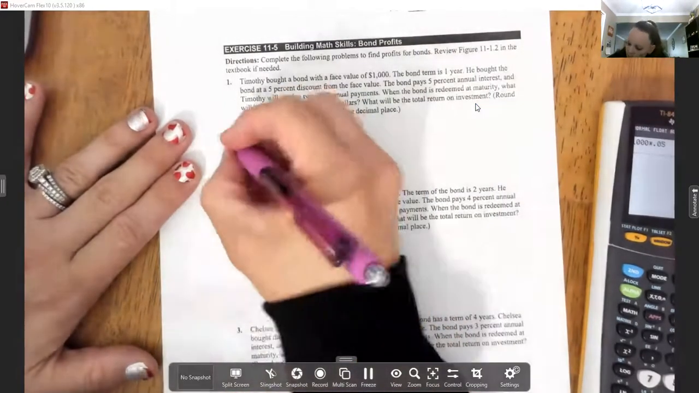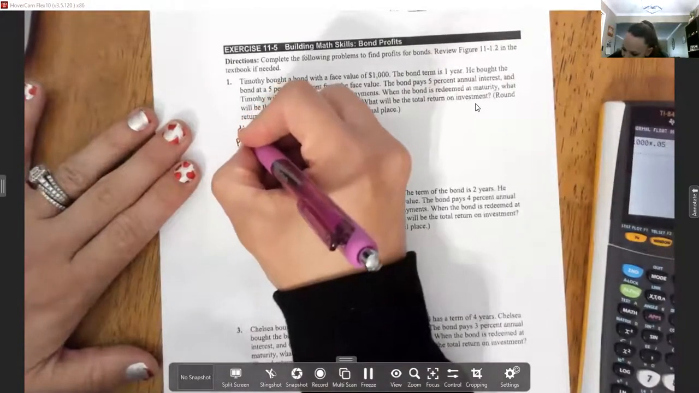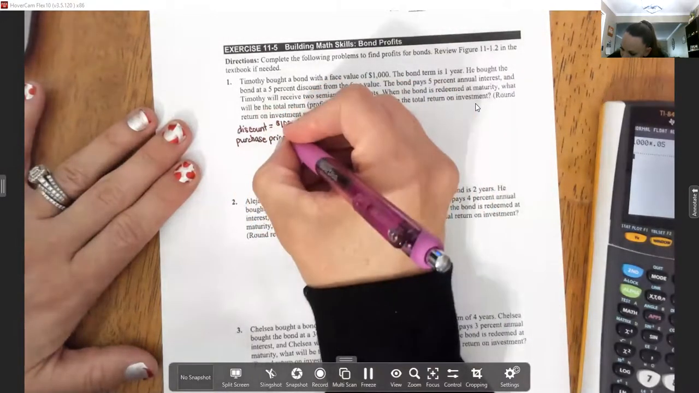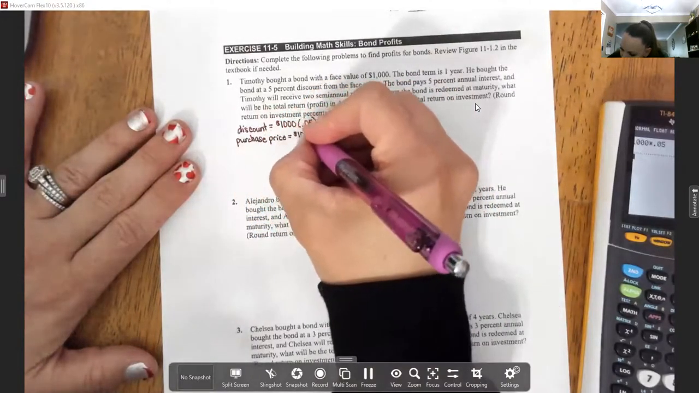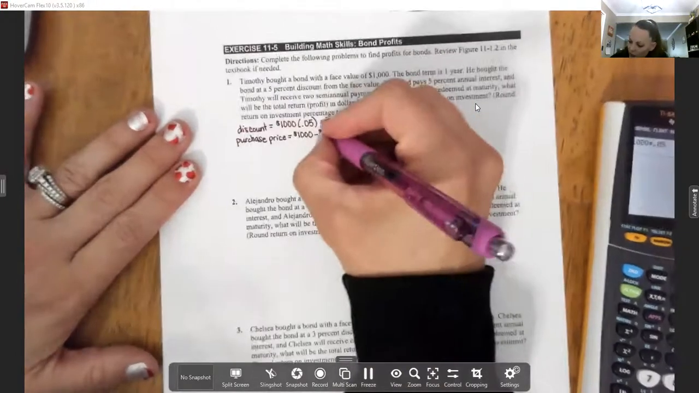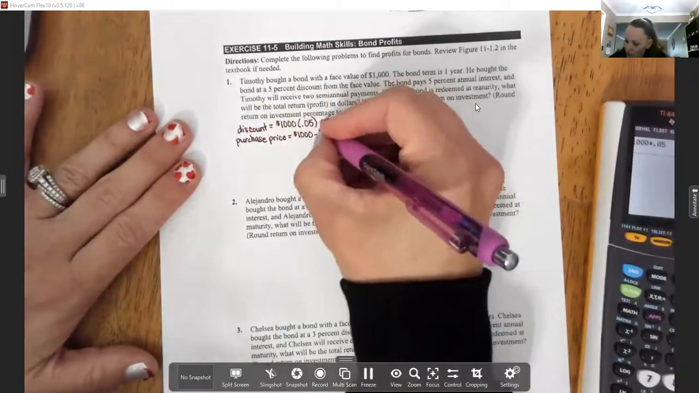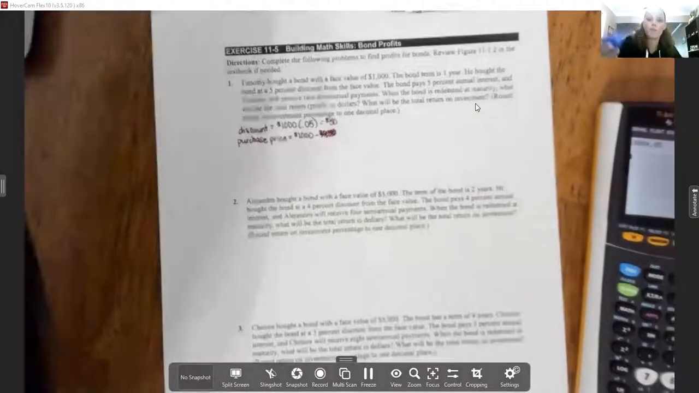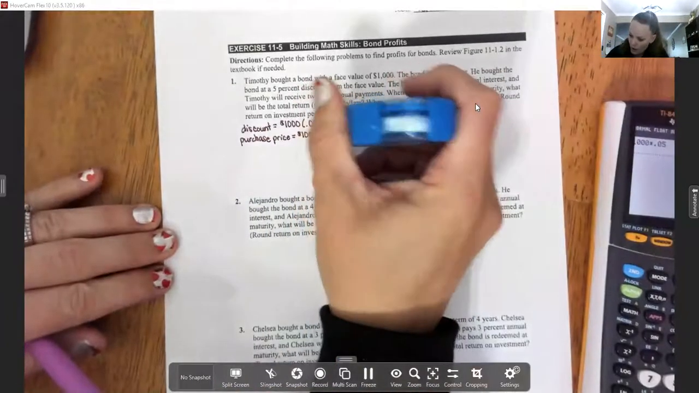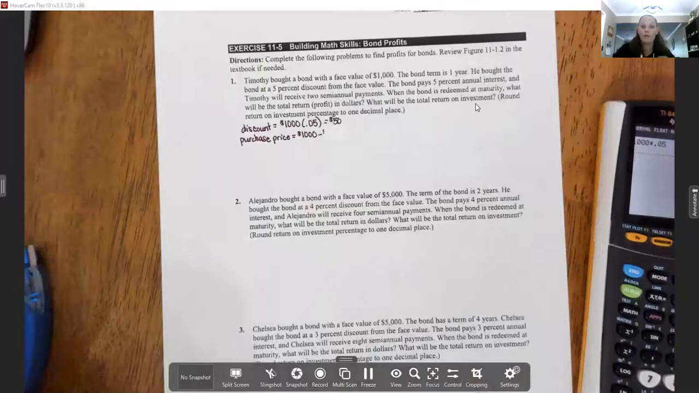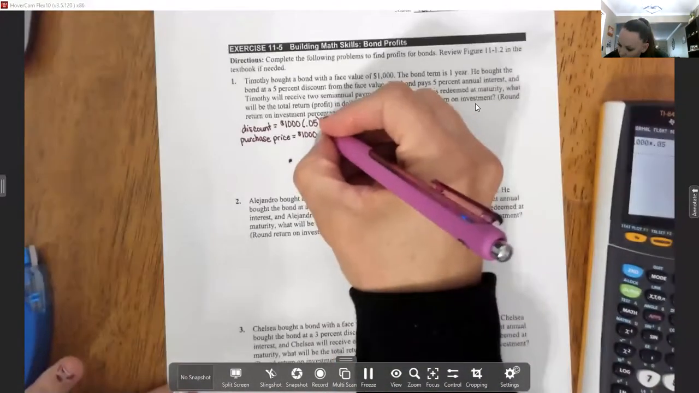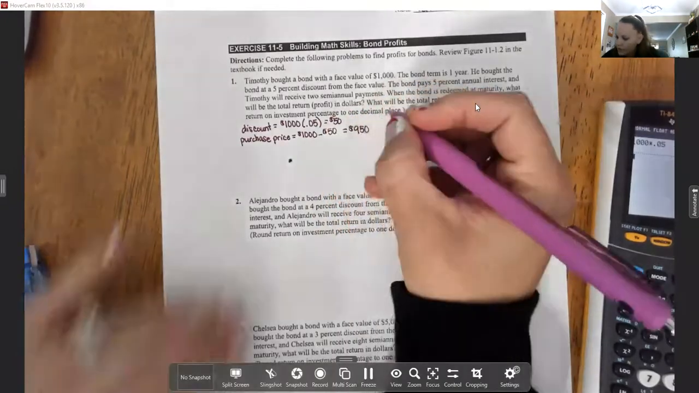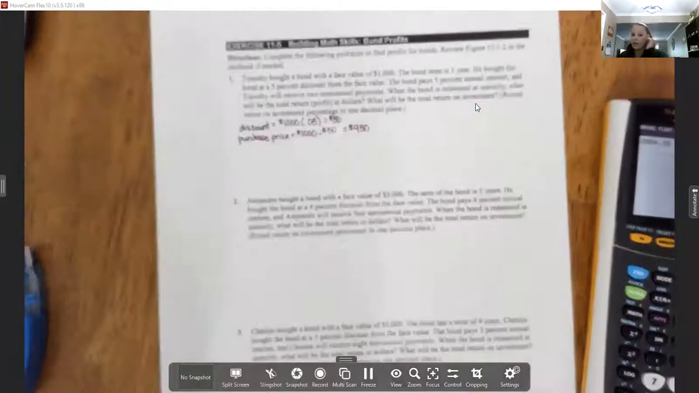All right, so his purchase price then is, so 1,000 minus 950. Oops, just kidding. Let me grab my whiteout. 1,000 minus 50 is $950. So that's how much Timothy is paying for this bond.